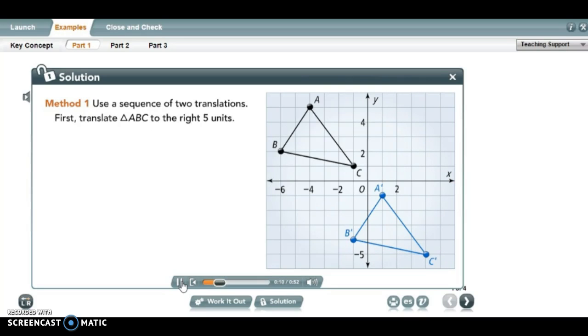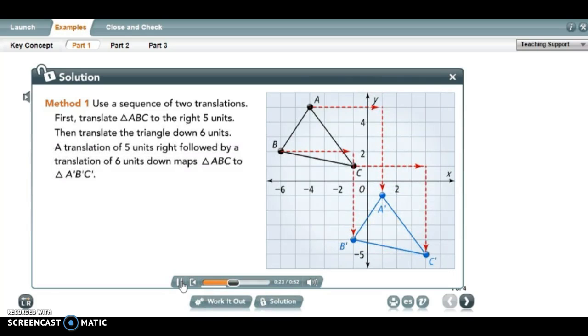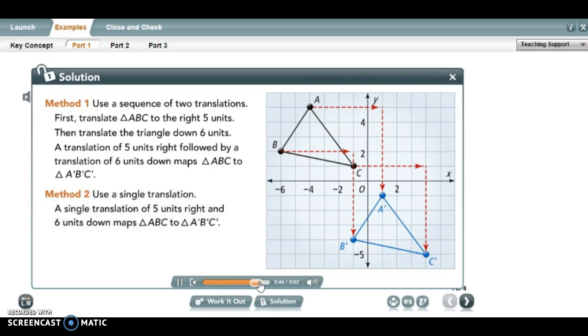Here they're showing us that you can move it slowly in 2 steps, or you can go ahead and move it in 1 step. So there they've moved it the first step and then down. The other option is to go ahead and do it in 1 motion, but it's the exact same thing. It's still translating it 5 units to the right and down 6 units.